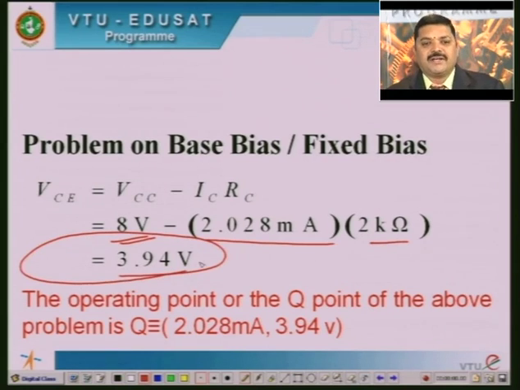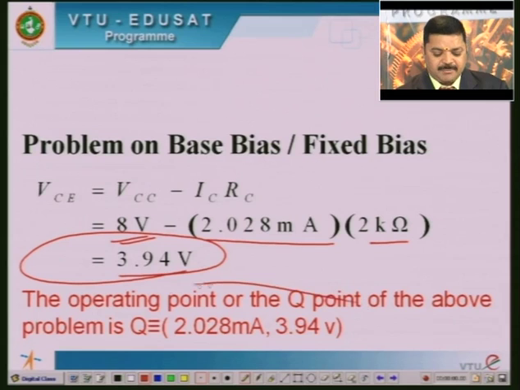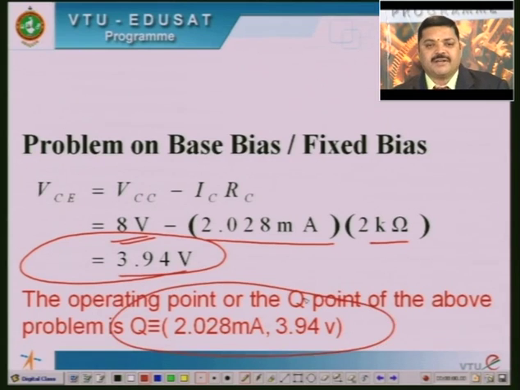So, what is the operating point? We obtained the IC value and we have obtained the VCE value for this problem. The operating point or the Q point of the above problem will be an ordered pair of IC and VCE, which is represented by Q. Q is equal to 2.028 milliamps, 3.94 volts, which is the operating point for the given problem.